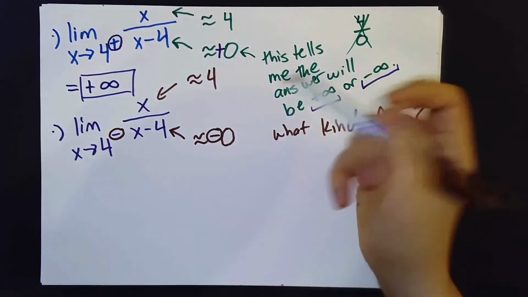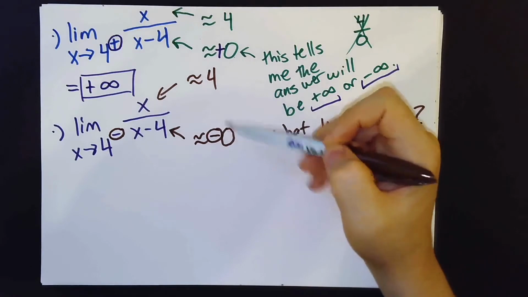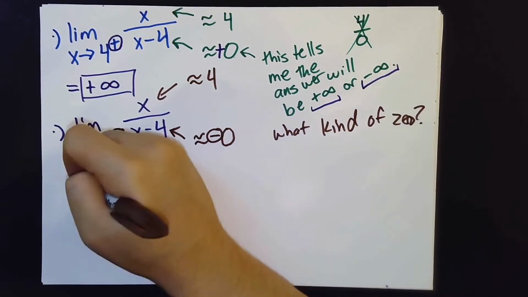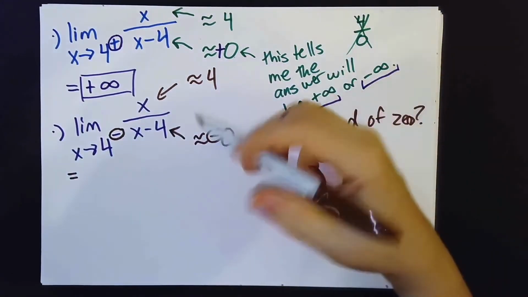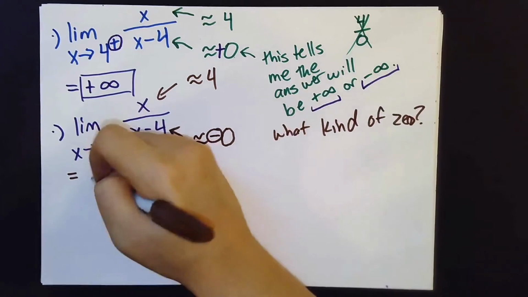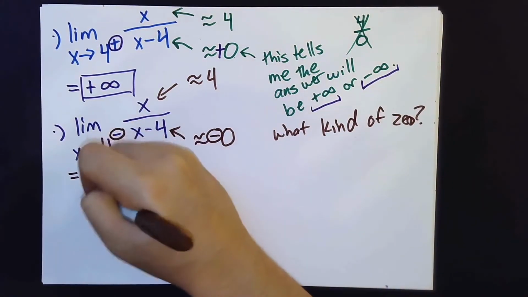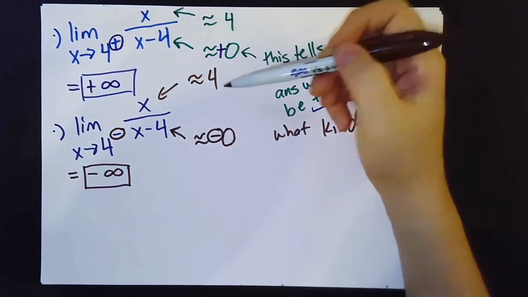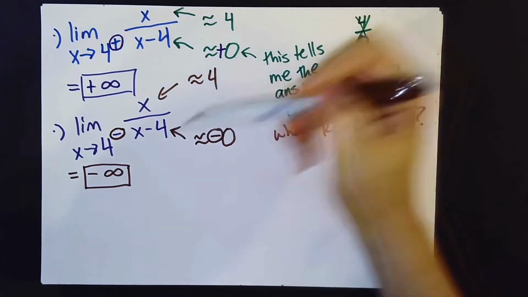Okay. Again, because this number is 0 and this number is not, I know the answer is going to be plus infinity or minus infinity. But now I have a positive 4 divided by a negative 0. That's going to give me a negative infinity. Okay. Again, just because a positive divided by a negative is going to be negative.